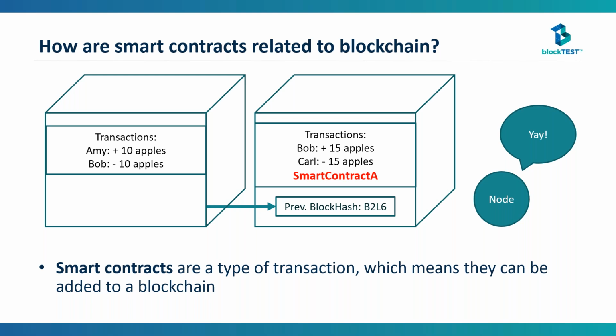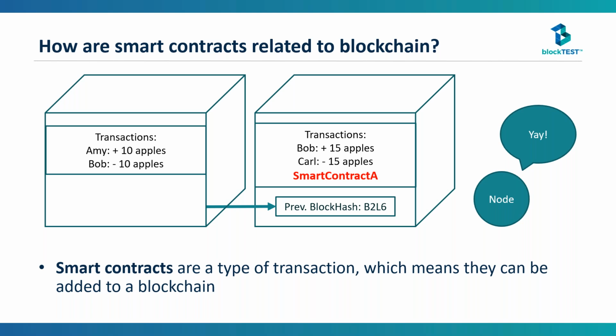What a smart contract really is, it's just a type of transaction. That's why it's different from a traditional program, because we can add a smart contract to a blockchain. And that's why we need a smart contract to use on the blockchain.